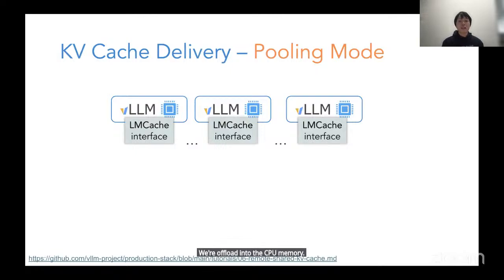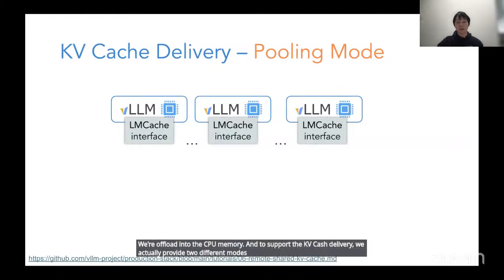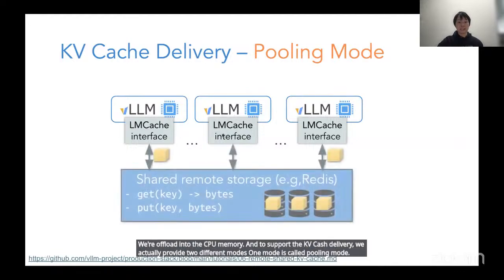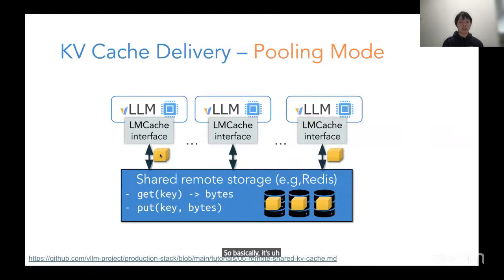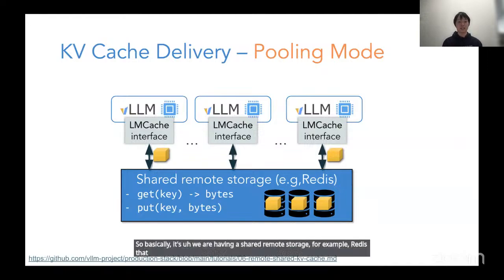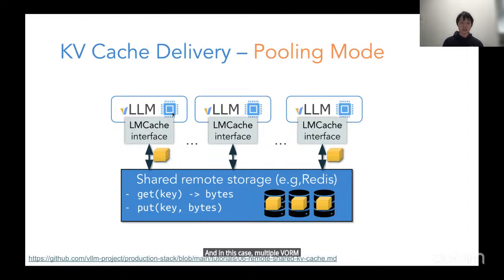And to support KV cache delivery, we provide two different modes. One mode is called pooling mode. We have a shared remote storage, for example Redis, that can store those KV cache chunks, and vLLM calls the mCache interface, and mCache does all the KV cache lookup to store and load the KV cache from the remote server. In this case, multiple vLLM instances can share the KV cache from this shared storage.